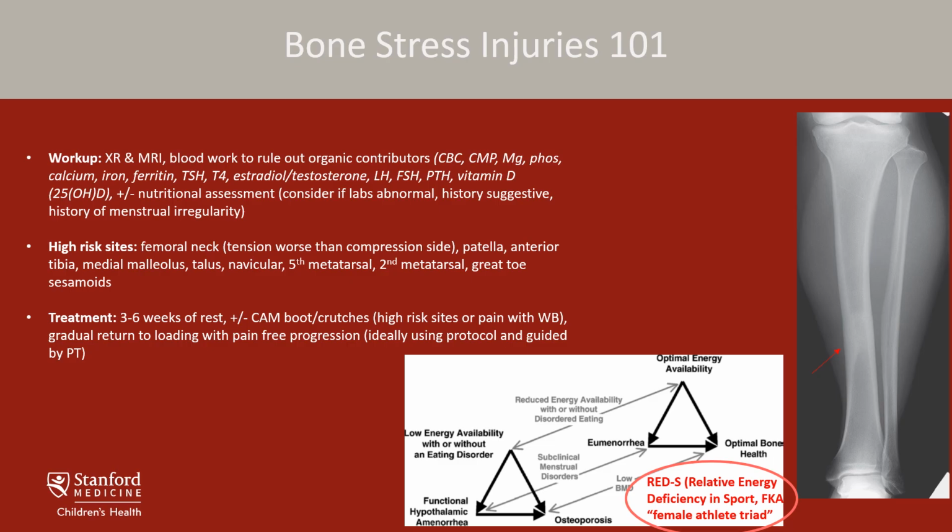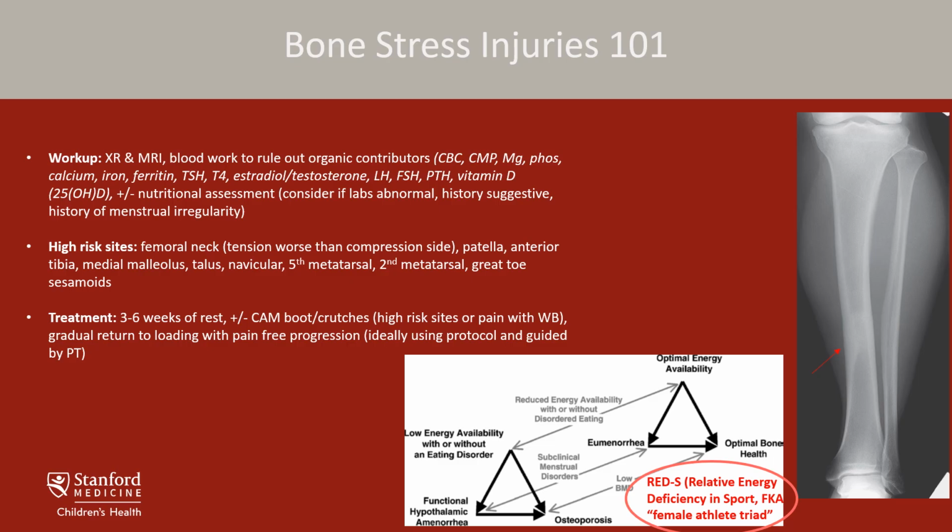Stress fractures diagnosed at the lateral part or the tension side of the femoral neck, the patella, the anterior tibia, the medial malleolus, talus, navicular, second or fifth metatarsal, and the great toe sesamoids comprise our list of high-risk sites. This is because the nature of gravity, weight bearing, pulling the tension sides apart, and or suboptimal blood flow at these locations predisposes them to non-union and potential eventual need for surgical fixation.